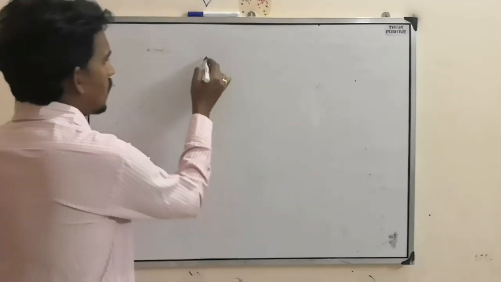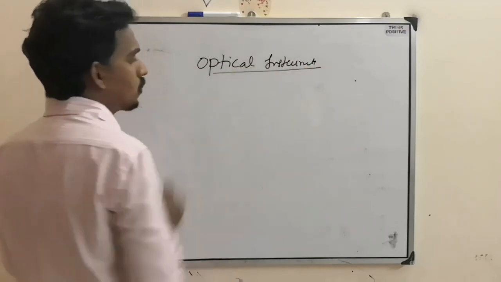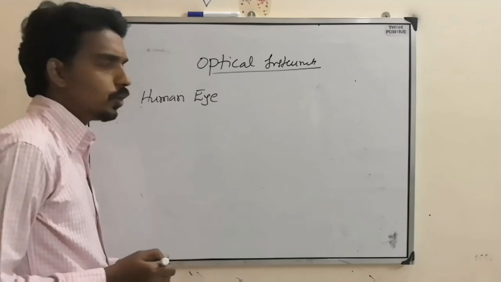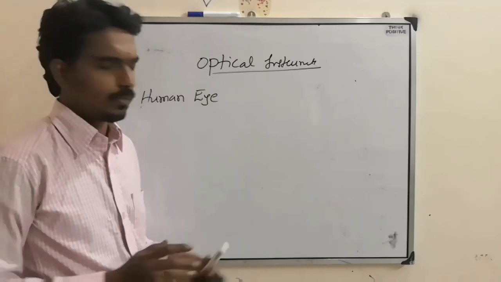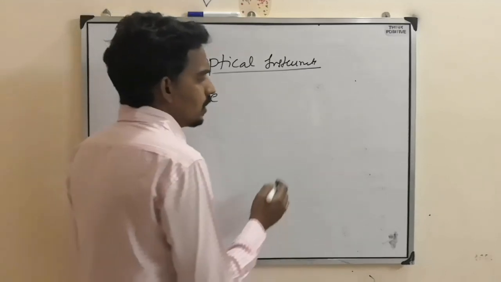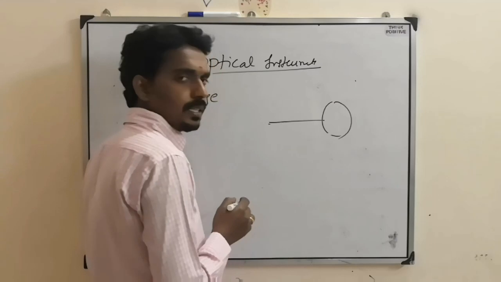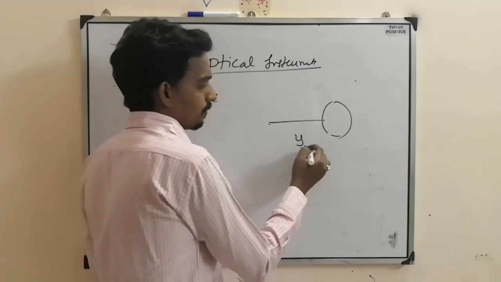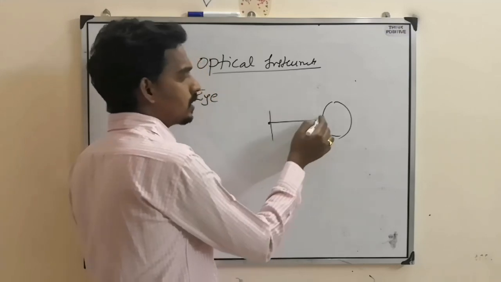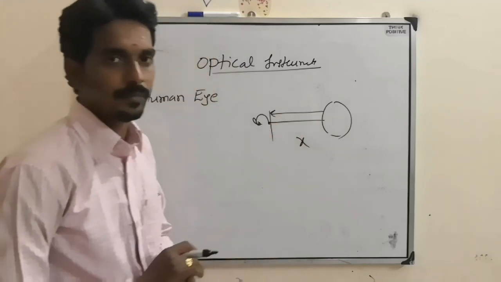Now, after this, when you consider optical instruments, the very first thing is the human eye. The human eye has two types of defects; what we study here is defects: myopia and hypermetropia. Myopia means, suppose this is the human eye. Now from the human eye you can see up to some maximum distance, which you can represent with x. x is the maximum distance up to which you can see clearly. If an object is beyond this, you cannot see it.